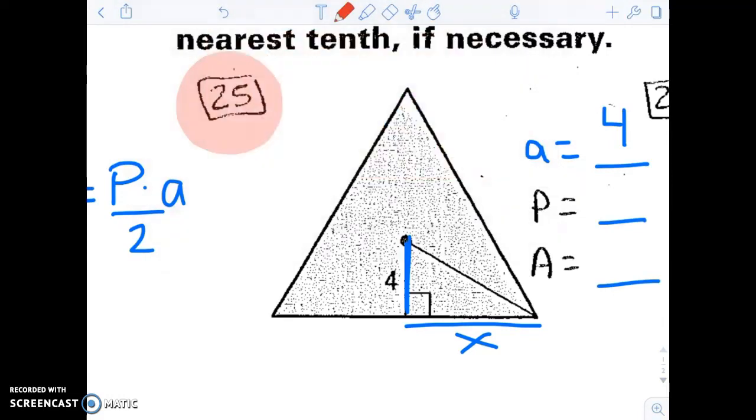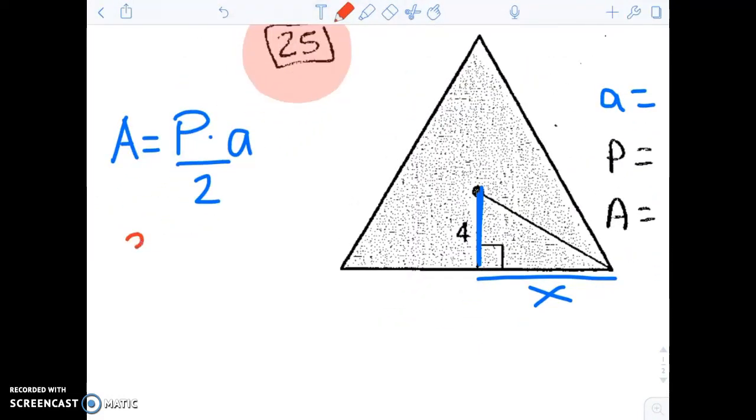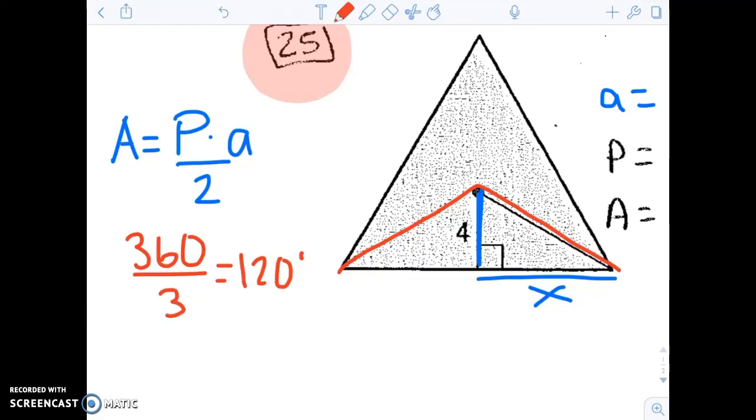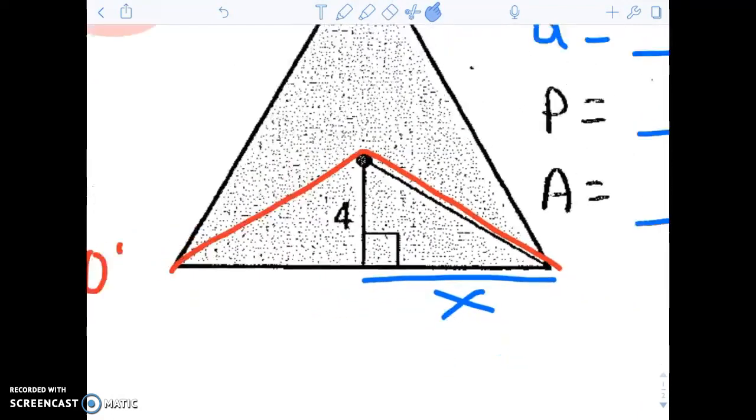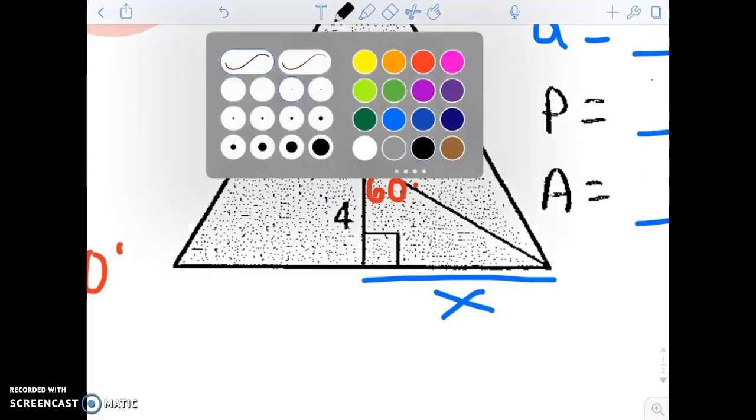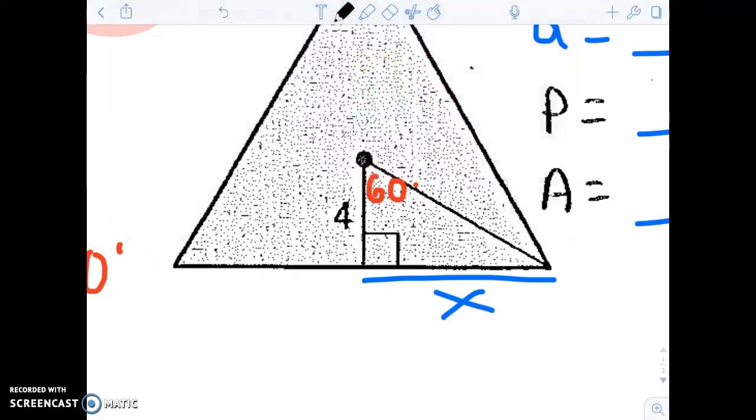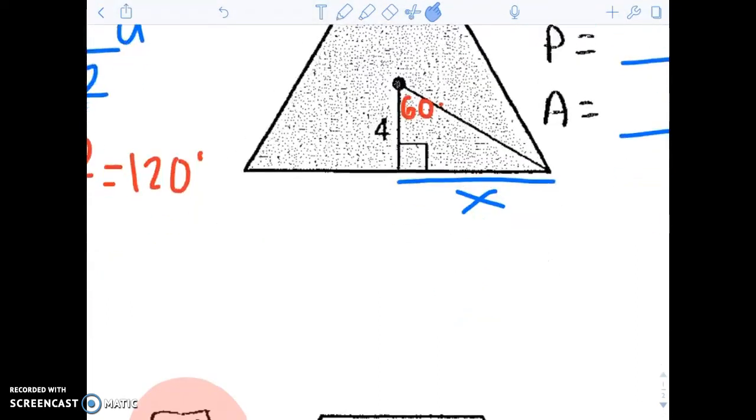So to help me get X, I'm going to use a central angle. If I take 360 divided by the number of sides, which is 3, I can find out that there is a 120-degree angle that goes from here over to here. And I only want this much of it. So if I take that 120 and divide it by 2, I can find out that inside this triangle, this is a 60-degree angle. Using that angle, I can do trig to find the length of X, which will help me get the perimeter.